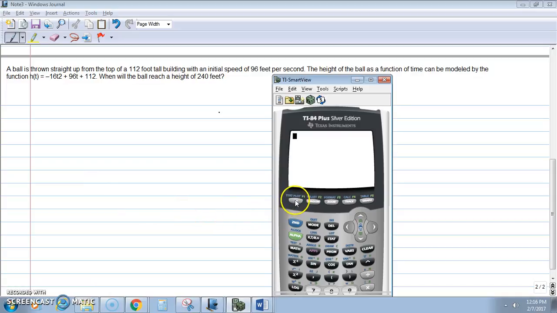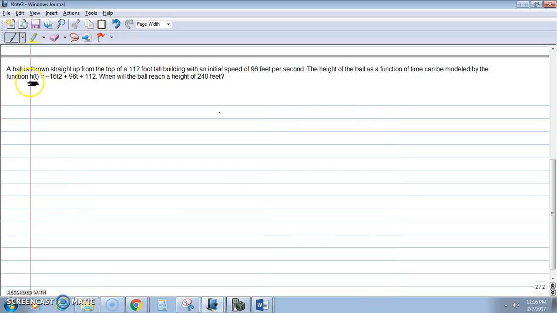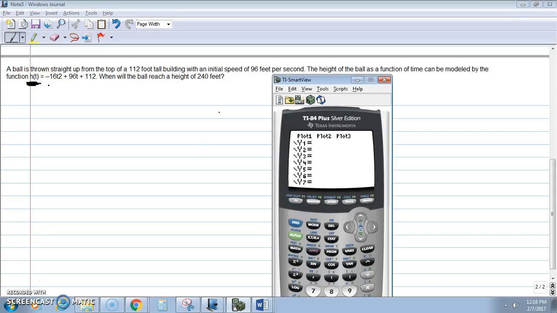Oh, you know what? We need to write down the steps from before. Go to your y equals and clear out anything you have in there. As long as you have a function with a y or a function h of t or some sort of function there, you can put it in your calculator.